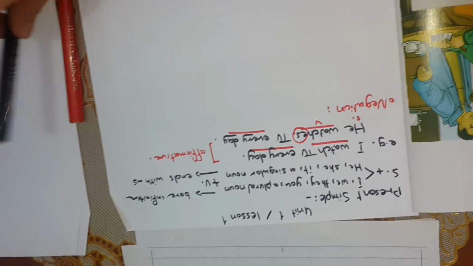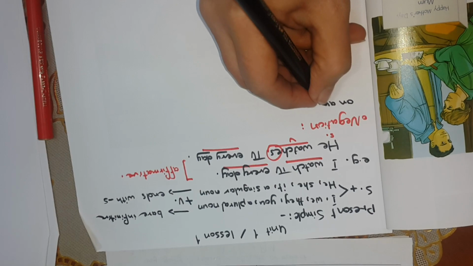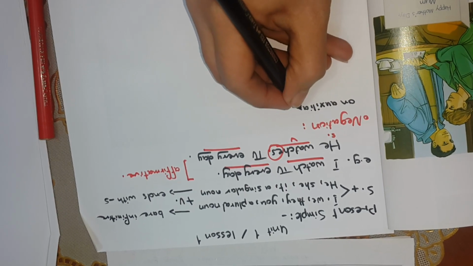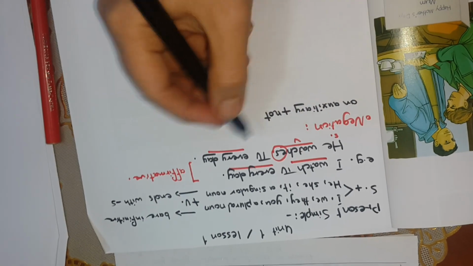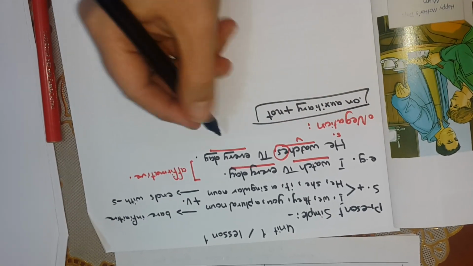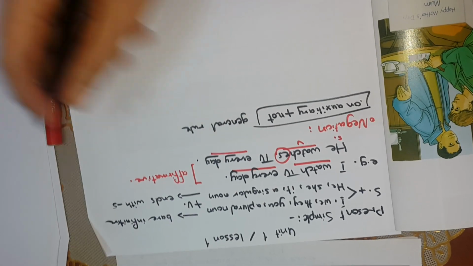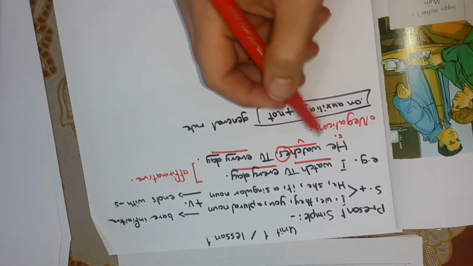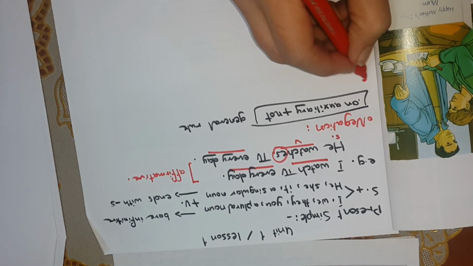To negate any sentence, you need what? You need an auxiliary followed by not. In any tense, this is a general rule. This is what? General rule. You should always remember. Since we are talking about the present simple, let's have an example.